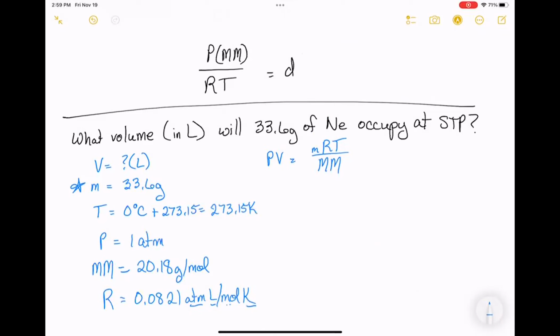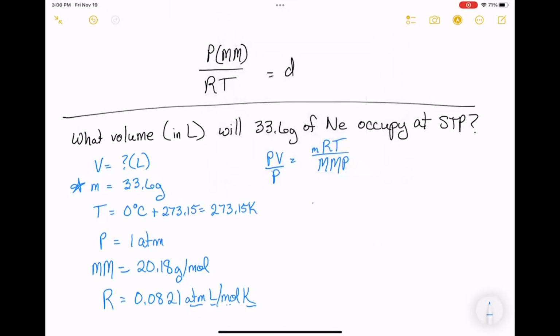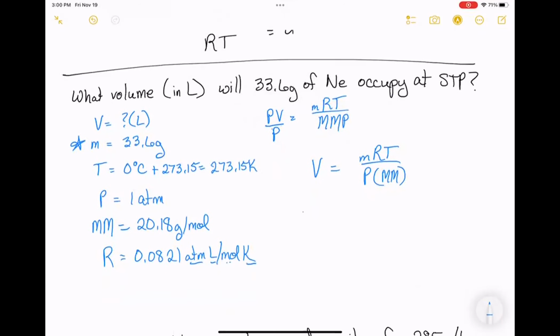The next thing I'm going to do is rearrange this equation to solve for volume. To do so, I'm going to divide both sides through by pressure. So you get volume is equal to the mass times RT over the pressure times the molar mass. Because I've already taken care of making all my units match, this becomes plug and chug.